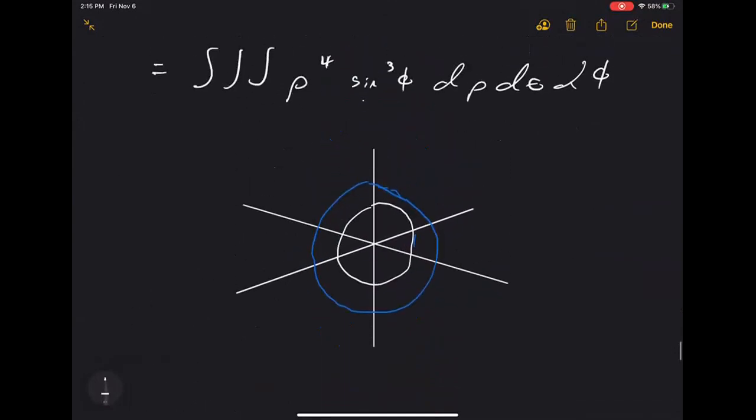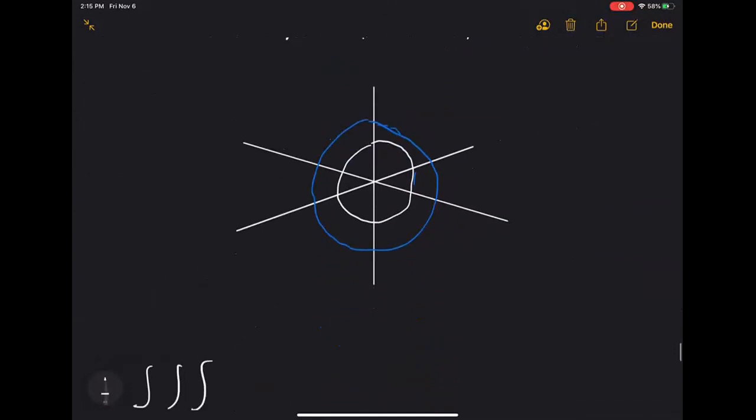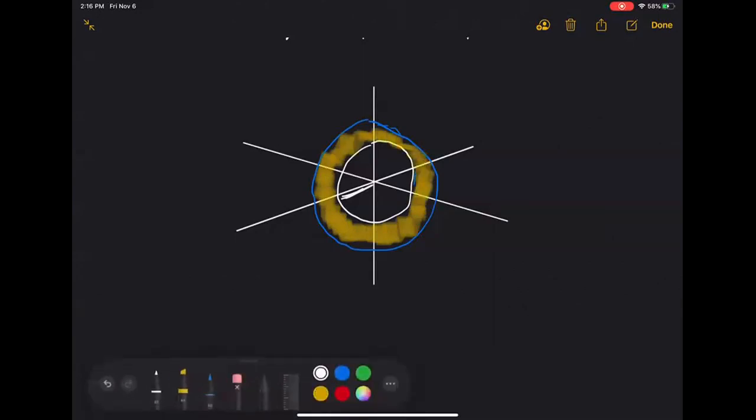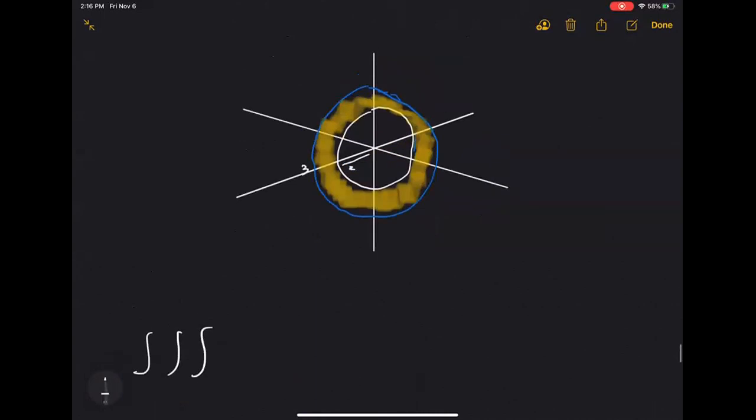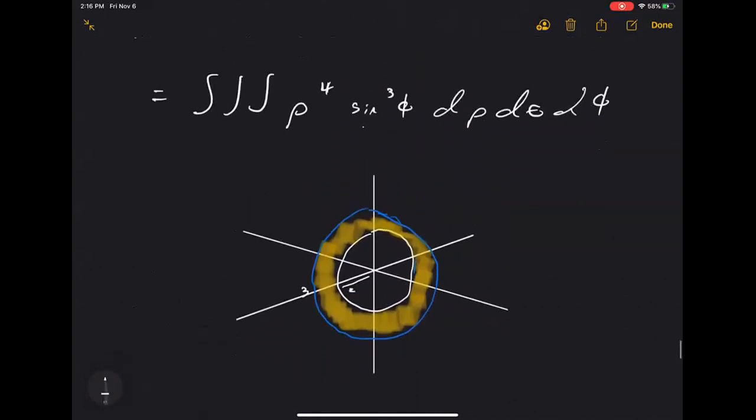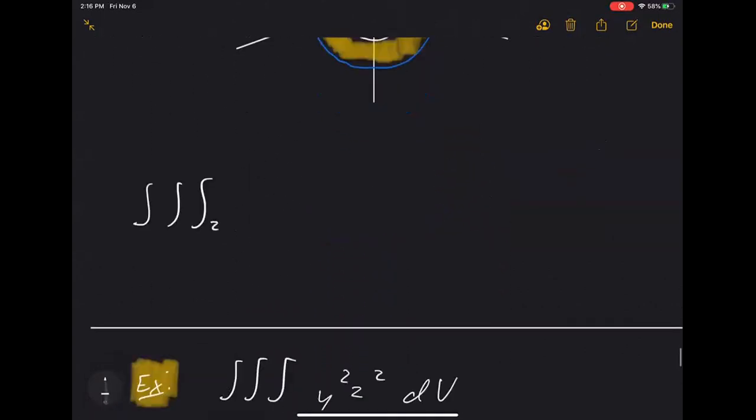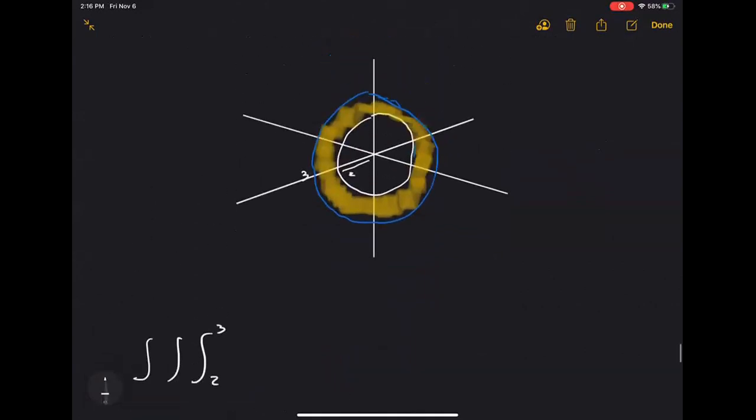Think about your rhos first of all. Maybe that's simple. Where does my region begin? Remember what the region is: between the two spheres. So where do my radii begin? They begin at rho equals 2 and they stop at rho equals 3, right? So my rho bounds should be 2 to 3.